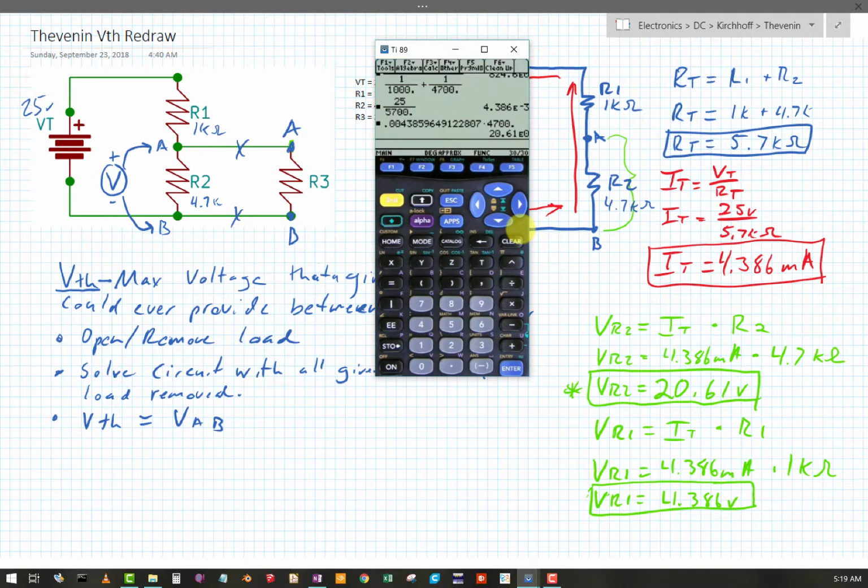Calculator's a bit more of a morning person than I am, although it is 5 a.m. and I'm the only one in the house awake.